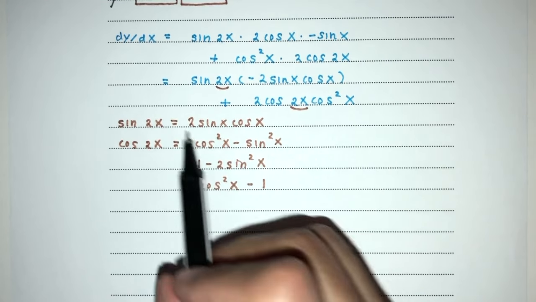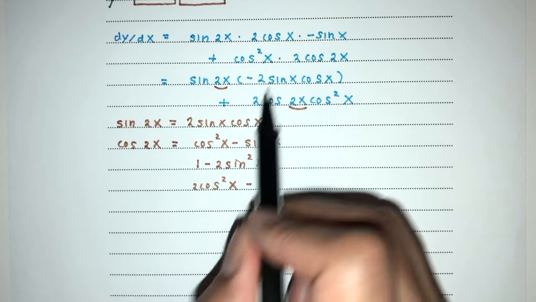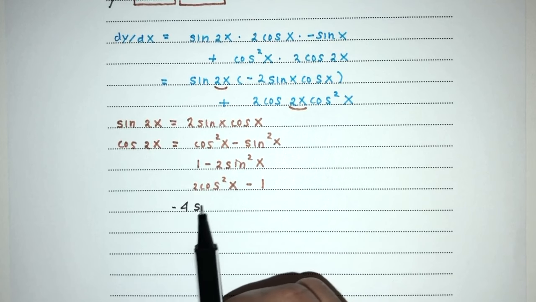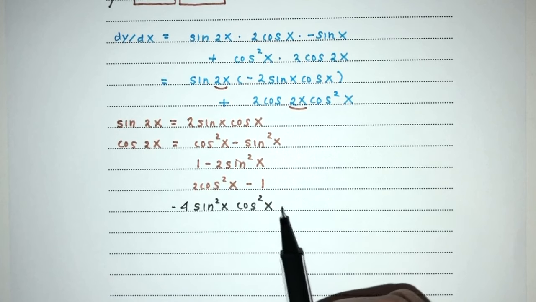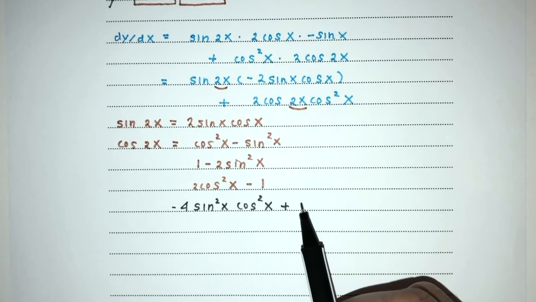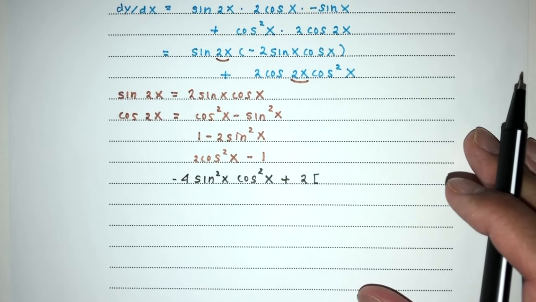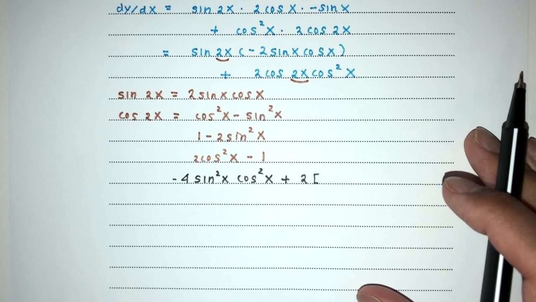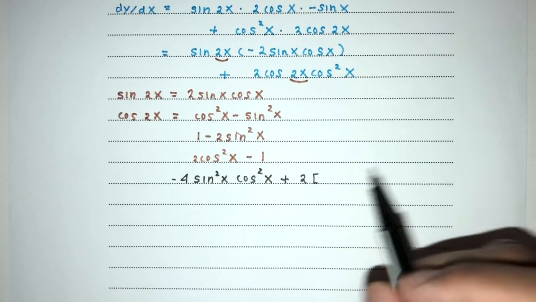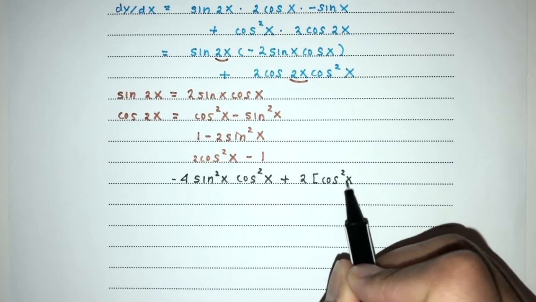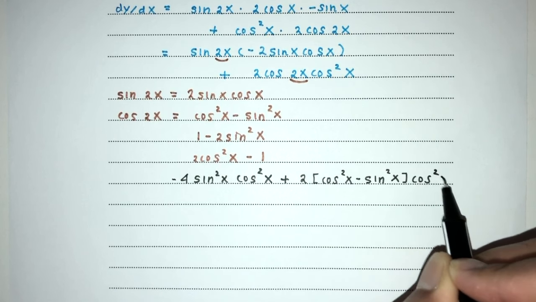So let me first simplify this one. So this will become minus 4 sine square x and cos square x. Okay, and here we have plus 2. And cos 2x, we can have what? Let's see, cos 2x we can have, we can choose which one. Let me try to choose this one, why not? Let's say we begin with this one. We have cos square x minus sine square x, and times cos square x.